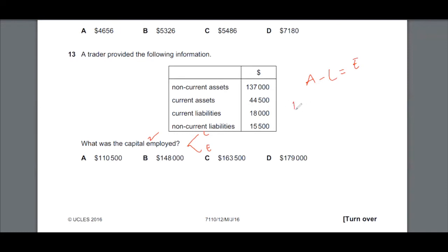So your assets will be the sum of 137,000 and 44,500. And for liability, you will only take the non-current liability, which is 18,000. You have to exclude this because this is part of capital employed. Current liabilities are not part of capital employed, but non-current liabilities are part of capital employed. When you do the maths, you should come to an answer of 163,500, which is option C. So the answer to multiple choice 13 is option C.